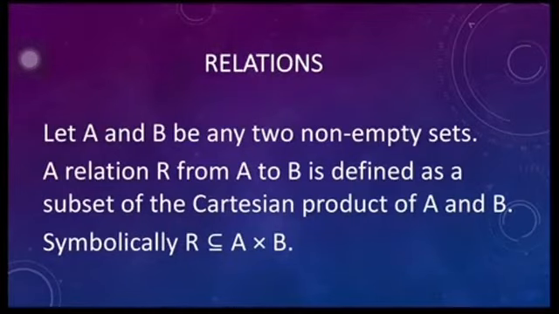Here we take two non-empty sets A and B. A relation R from A to B is defined as a subset of the Cartesian product. That is, R is a subset of the Cartesian product of A and B. That is, R contained in, or subset of, this is the symbol for subset. R is a subset of A cross B.